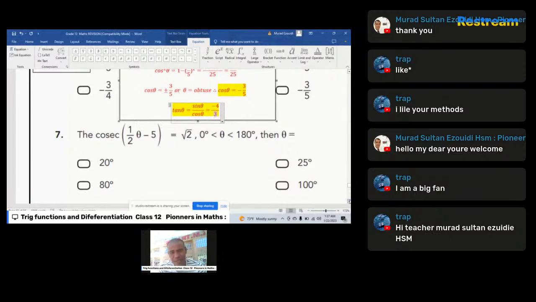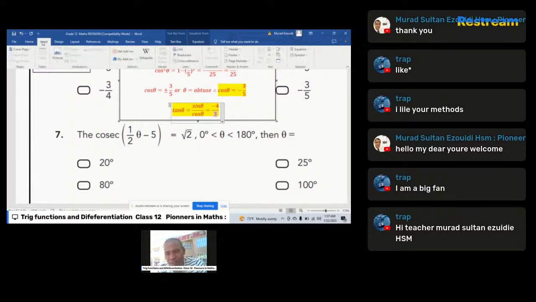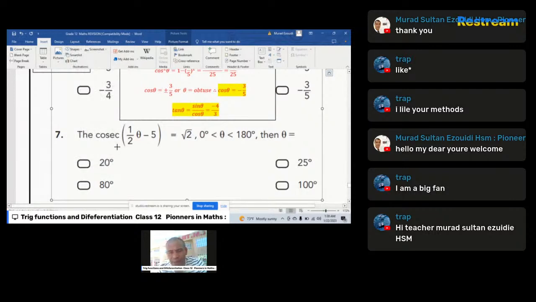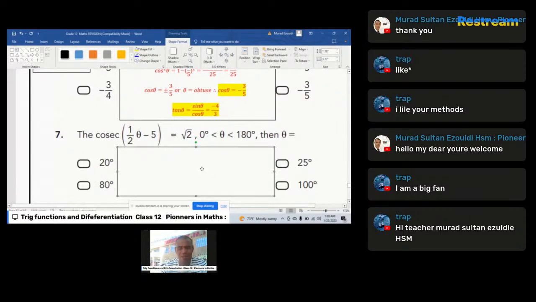Here, learners, if you don't have time to prove this one, just make cosec 1 over sine. I will do it like that for you. So this is the question, learners. I will just write my question like that.